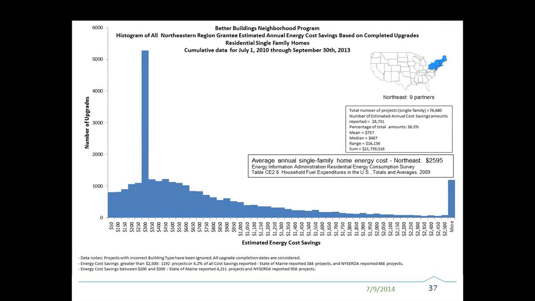So we also have this by region of the country. There you can see the Northeast and a lot of those projects in that $300 range from the state of Maine, as well as a couple other, as well as, I think, they're primarily the state of Maine, but also some in NYSERDA.